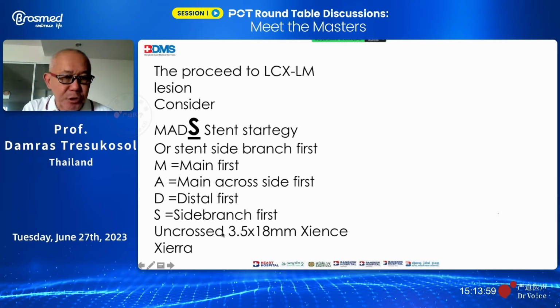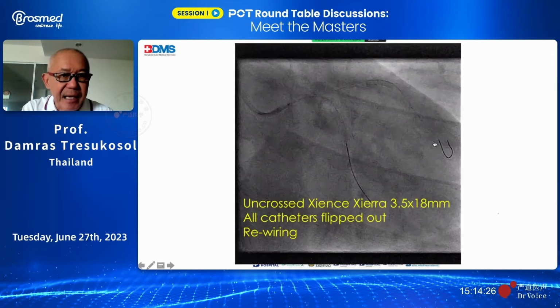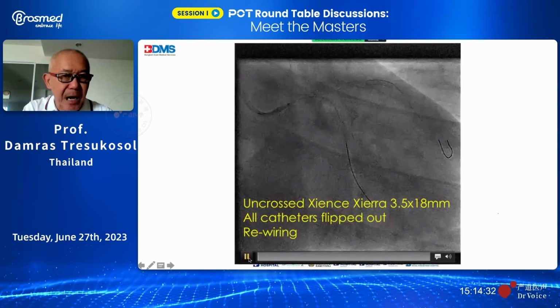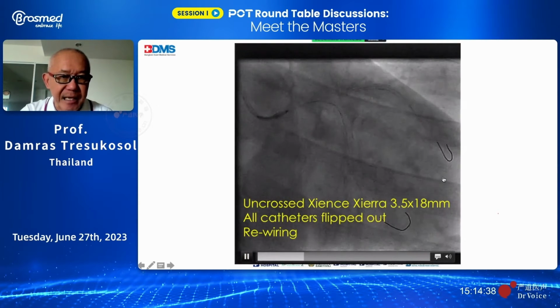What I proceed, I could not cross the 3.5 by 18 Synergy to the circumflex. So what happened, this is after NTG, we see that there is a pinch lesion on the ostial circumflex because of the intramural hematoma. So we put buddy wire, and then we pass the balloon. We cannot cross the Synergy. We pass the balloon in with the buddy wire. This first wire, this second wire, and with the balloon. And then after that, we still could not cross the Synergy. The catheter was flipped out when we tried to push in. So I tried to push the stent in.